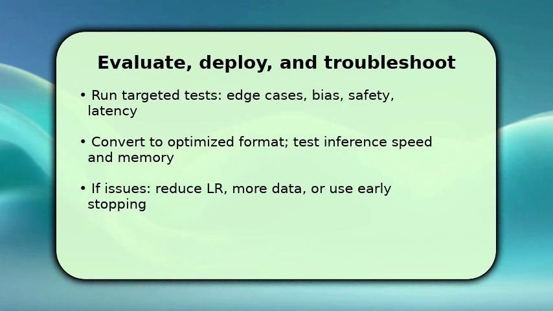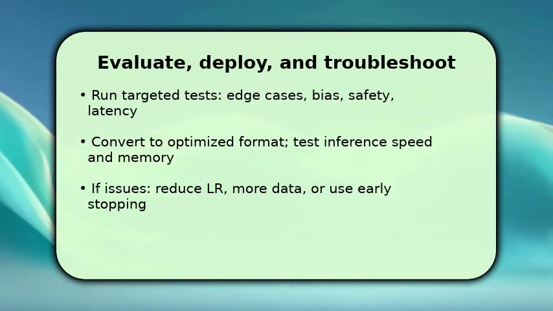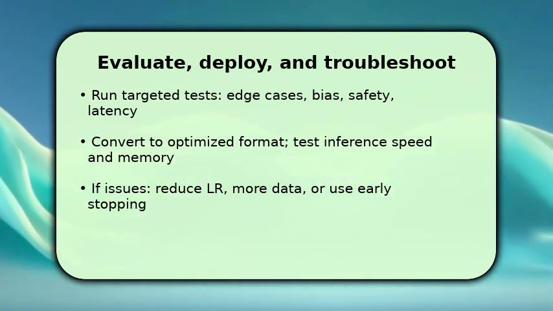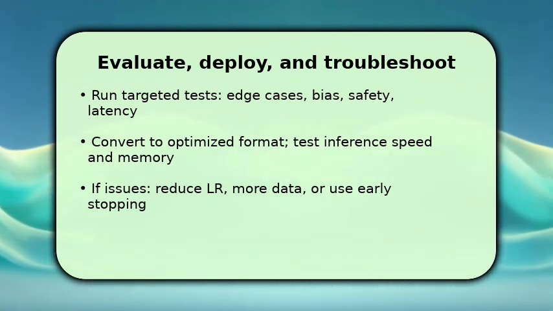If outputs are strange or overfit, reduce learning rate, add more diverse examples, or apply early stopping and regularization. If latency is high, use quantization or smaller base models while retaining essential behavior.